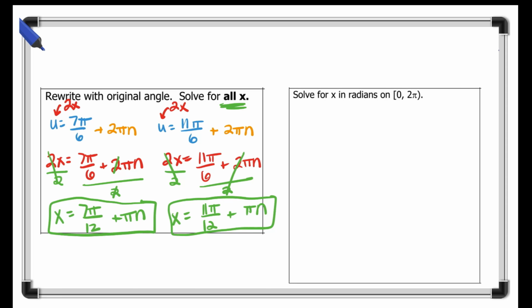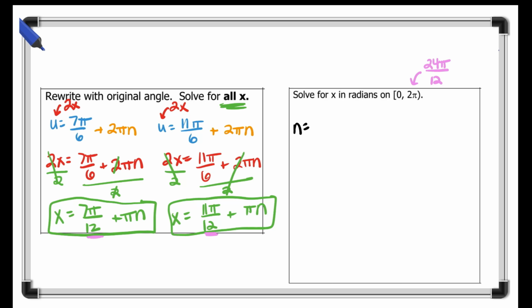Now we're going to take this information and solve for radians, and we're giving you a specific interval, 0 to 2 pi. We know that 2 pi, we can rewrite as 24 pi over 12. I'm using 12 because that's the denominator in my fractions.